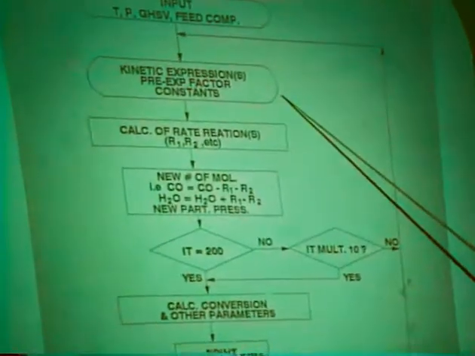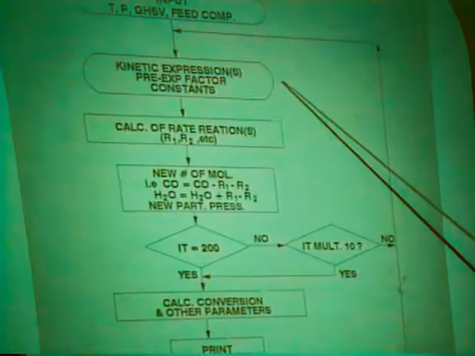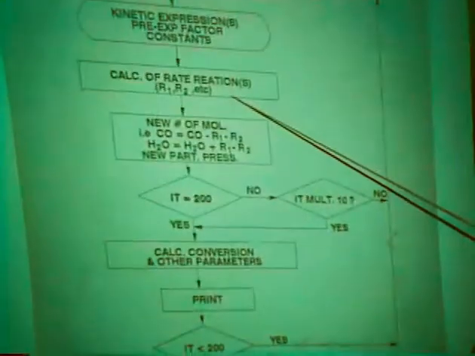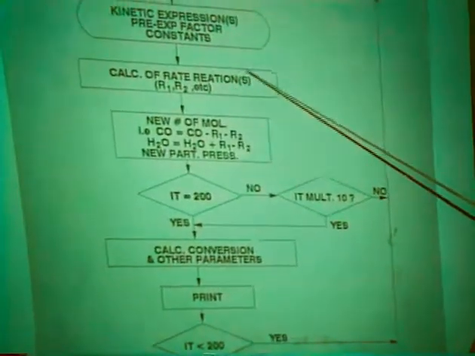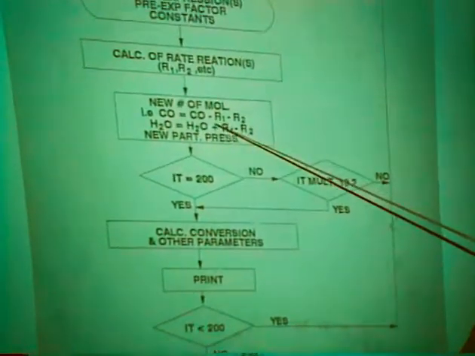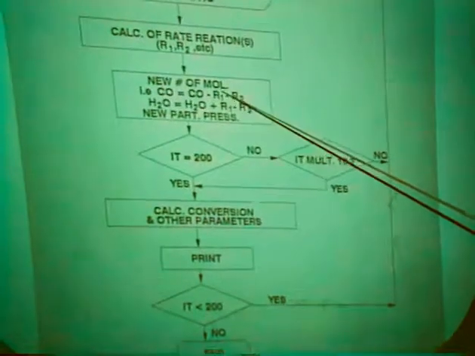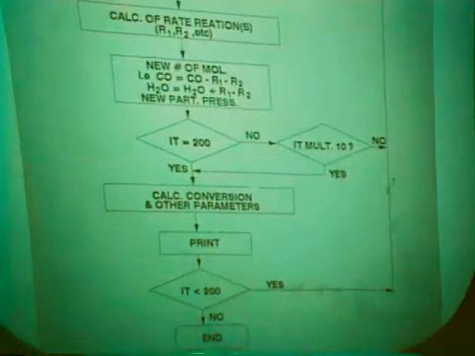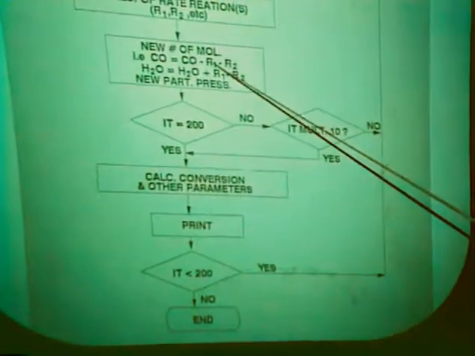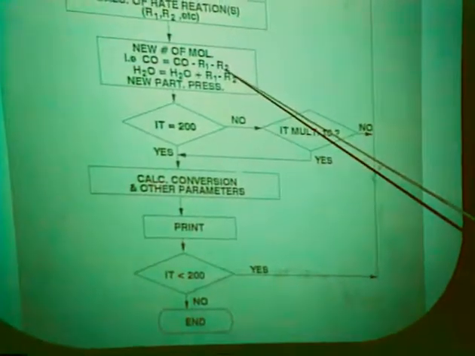Then it calculates the partial pressures based on the feed, and then it calculates the rate of reaction and subtracts the molecules that have reacted and adds the molecules that are formed. Like with carbon monoxide, you lose carbon monoxide by Fischer-Tropsch and by water gas shift. Yeah?